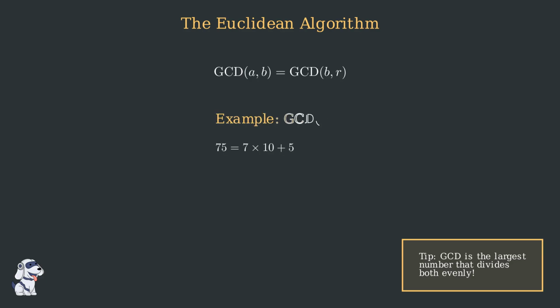Let's find the GCD of 75 and 10. We divide 75 by 10, which gives us a quotient of 7 and a remainder of 5. Now we apply the algorithm again. We take 10 and the remainder 5. Dividing 10 by 5 leaves a remainder of 0. When we hit 0, the last non-zero remainder is our GCD. So the GCD of 75 and 10 is 5.